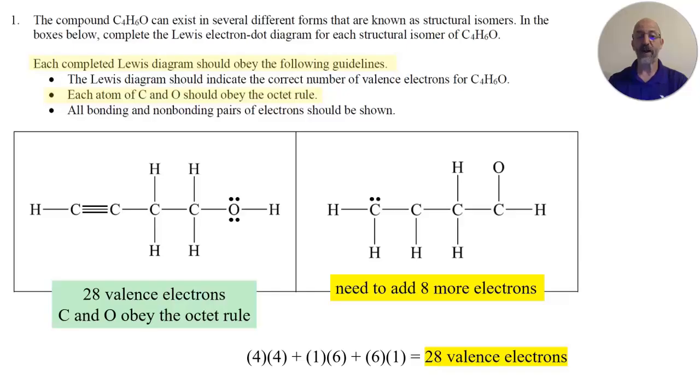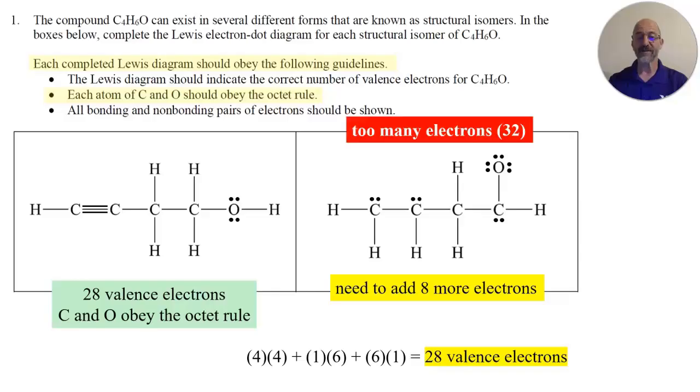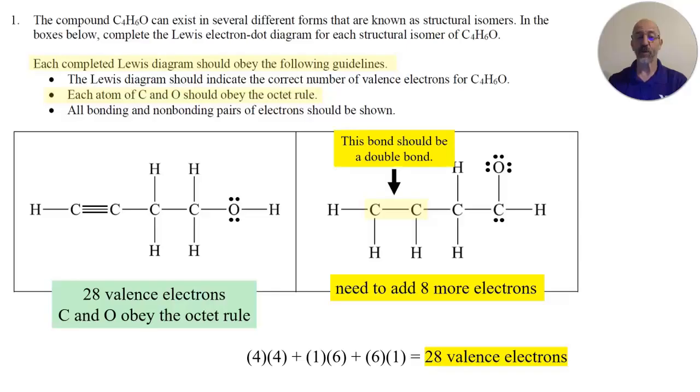I'll start with lone pairs of electrons to complete each octet for the carbon and for the oxygen atom, but as you can see, if I added 2, 4, 6, 8, 10, 12 non-bonding electrons, well, that's too many. So right now that Lewis diagram has 32 valence electrons, and I need 28, so I have too many. I'm going to create a multiple bond, but this time, instead of a triple bond, I'm going to create a double bond. So I'm going to add 1 more dash between those carbon atoms.